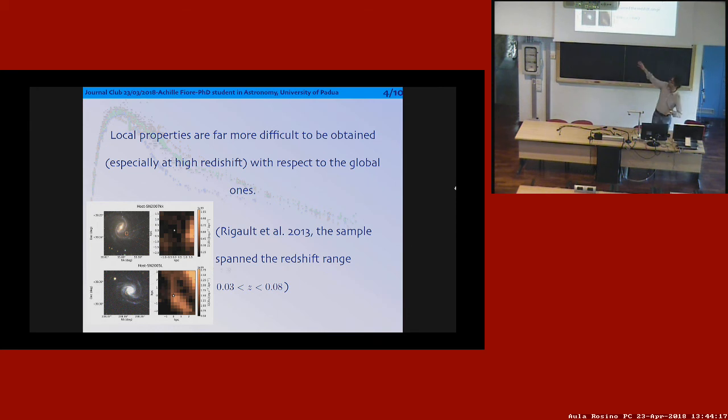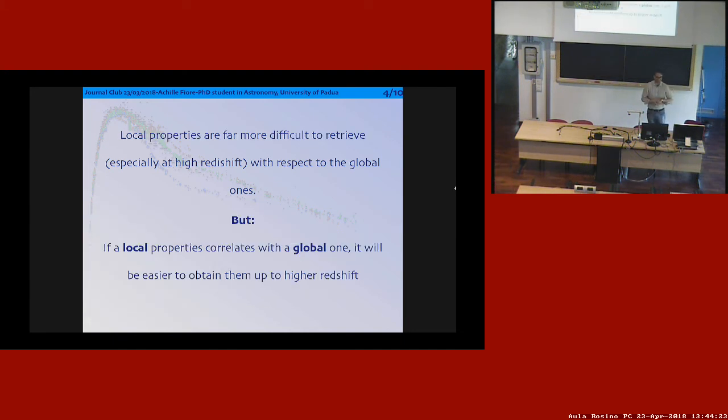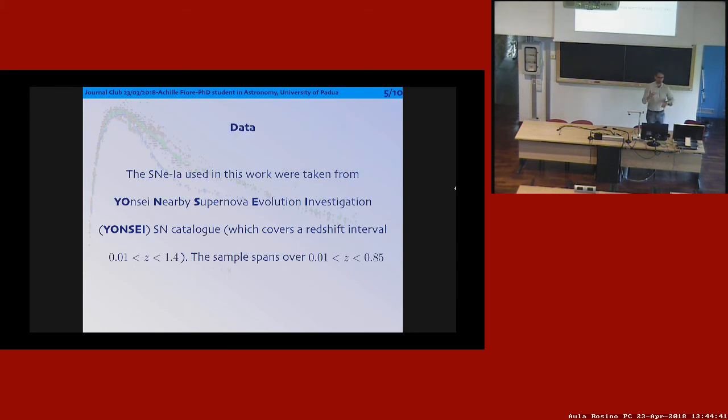You see this example here extended up to a redshift of 0.08, but now I say something that seems nonsense. If there is a property that allows us to correlate a local property with a global one, we can, in a sense, extend our knowledge up to high redshift. This can be done by means of a third parameter that I will show you later.